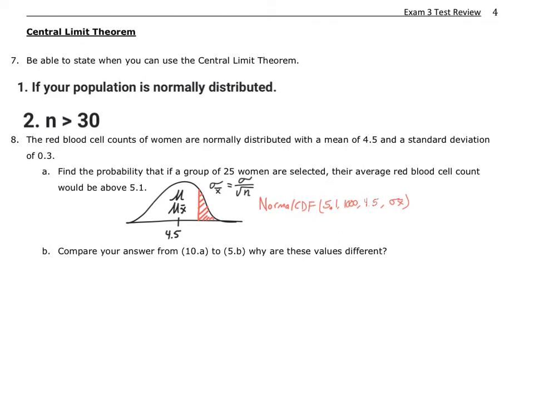Now, the standard deviation is a little bit harder. You can't just erase that because it's not the exact same thing. You've got to calculate the new standard deviation of the sample mean. So in this case, we're going to take the standard deviation from the population, which is 0.3, and divide that by the square root of the number in our sample, which is 25. So that becomes 0.3 divided by 5, and when you type that into the calculator, you get a nice 0.06. So I'll go ahead and add that into my calculator function.